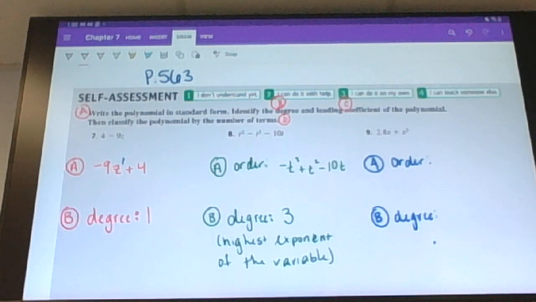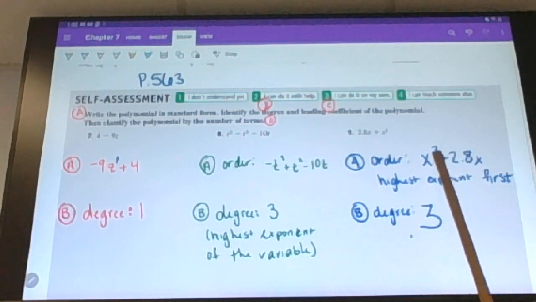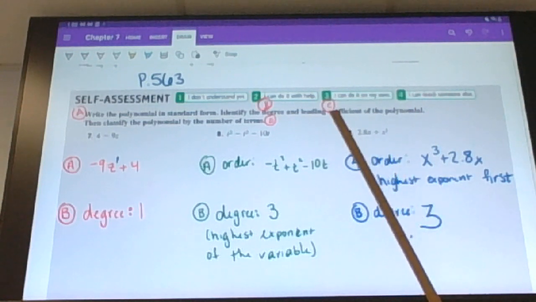What order do you think it should be in? X to the third goes first. It goes by exponent. Highest exponent first. I can tell you the degree. What is it? Is it 3? It's 3. The exponent is highest, and you put the highest exponent first. And that's that. Now we still have to do C, leading coefficient, and D, classification.